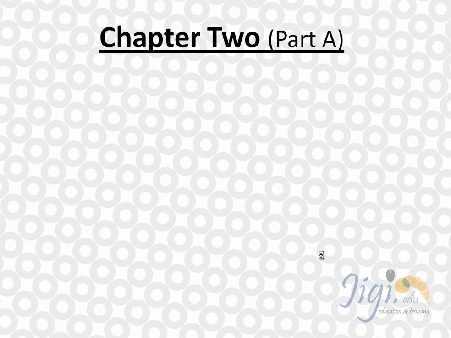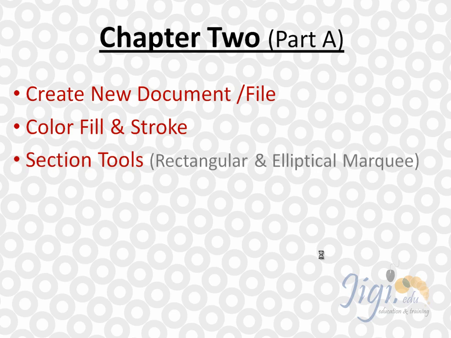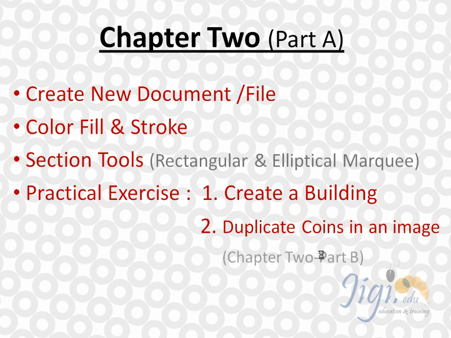In this chapter, we will start with creating a new document or file in Photoshop, then understanding how to fill the colors and stroke, and how to use selection tools like the rectangular and elliptical Marquee tool. By combining all these commands and tools, we will do a practical exercise by creating a building and duplicating coins in an image, which we'll be doing in Part 2, or you can say Part B.